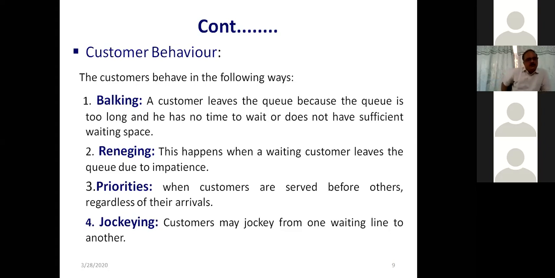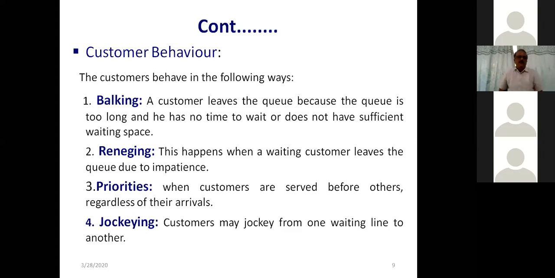Another term is reneging. This happens when a waiting customer leaves the queue due to impatience. Here, though there are 50 railway reservation counters, this last person is also entering one of the 50 queues. He has got the waiting space, but because of some reason or impatience, he leaves the system, and it is called reneging.